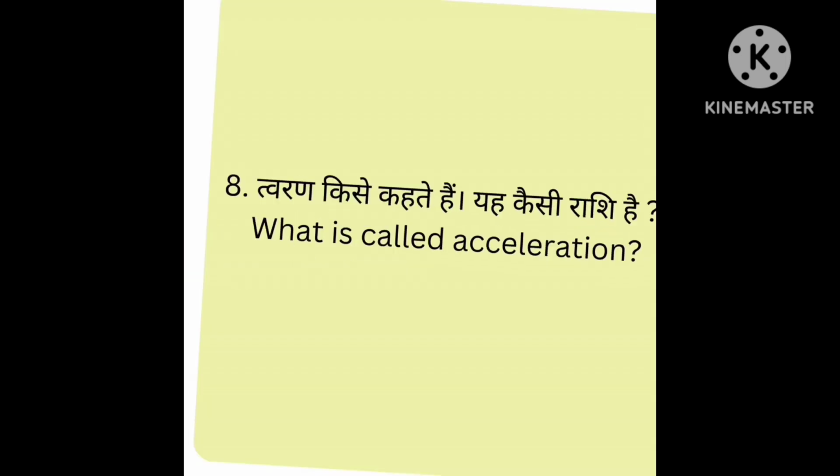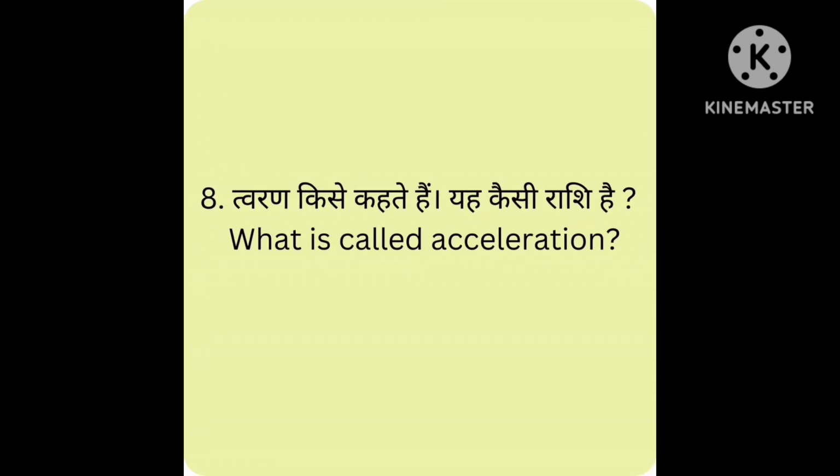Now we are going to your next question. Your next question is त्वरण किसे कहते हैं? यह कैसी राशि है? What is acceleration? So acceleration is the rate of change in velocity of an object with respect to time, and it is a vector because it has a direction.